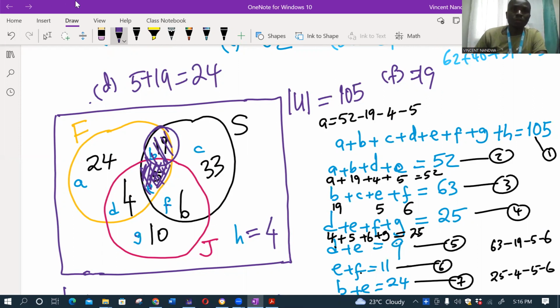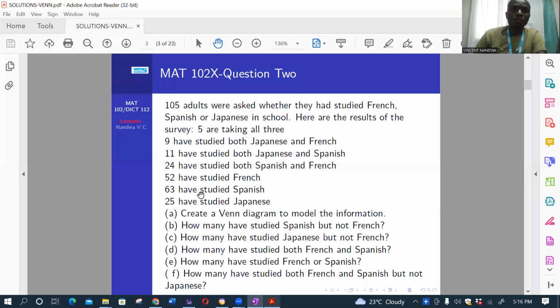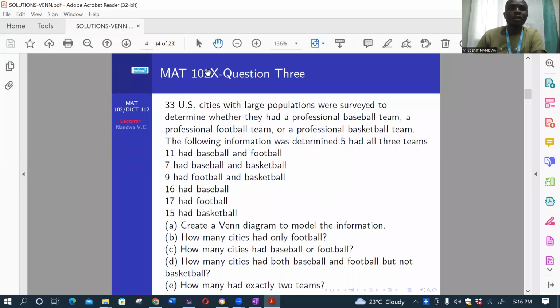Next is to solve the problem about the 3 US cities.